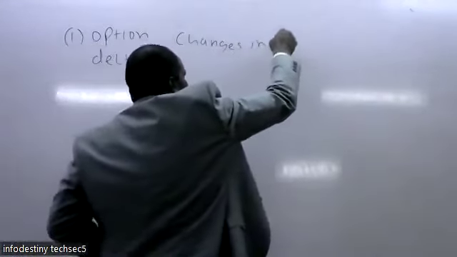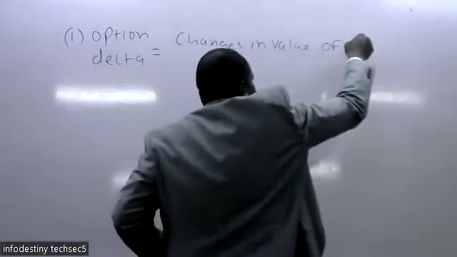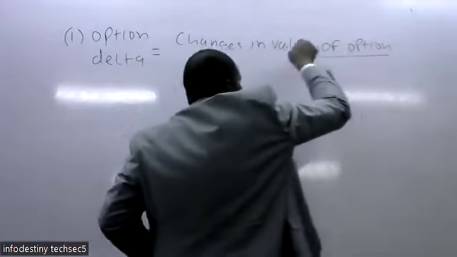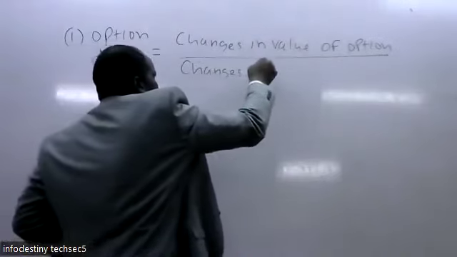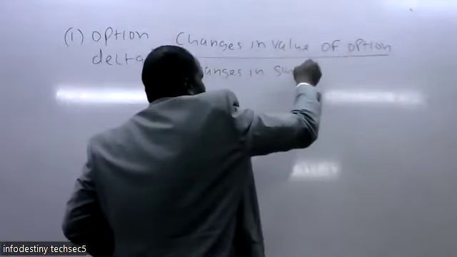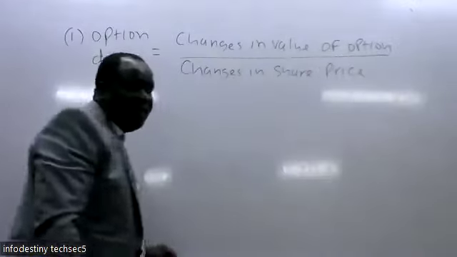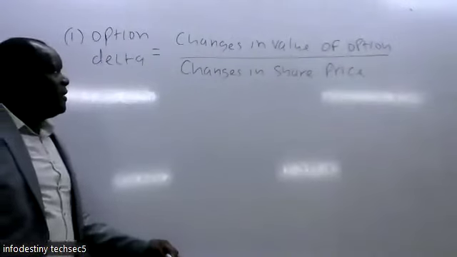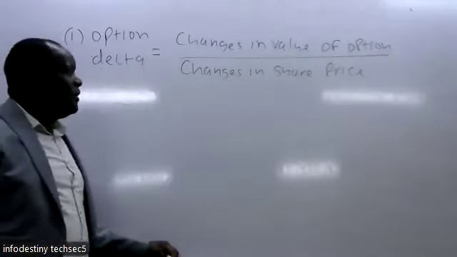Changes in value of the option, and we also divide by changes in share price. So when you want to calculate the option delta, we get the changes in value of the option. We divide by the changes in the share price.